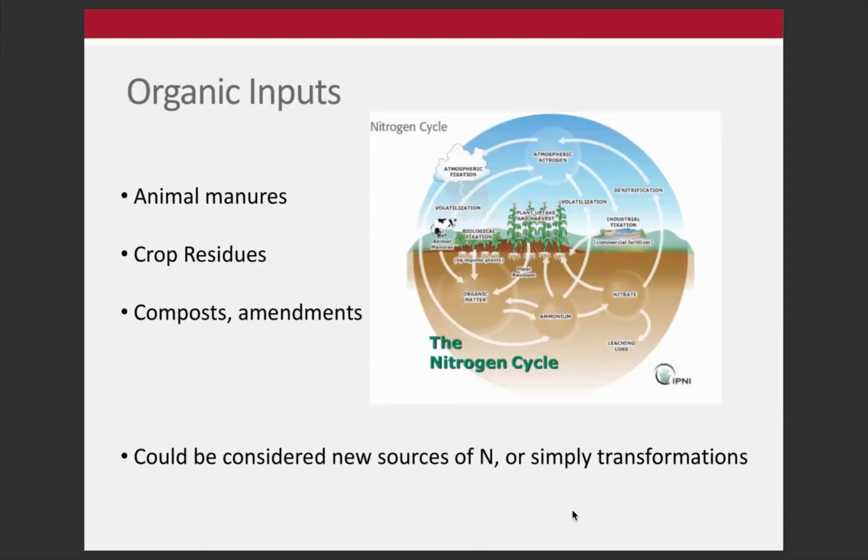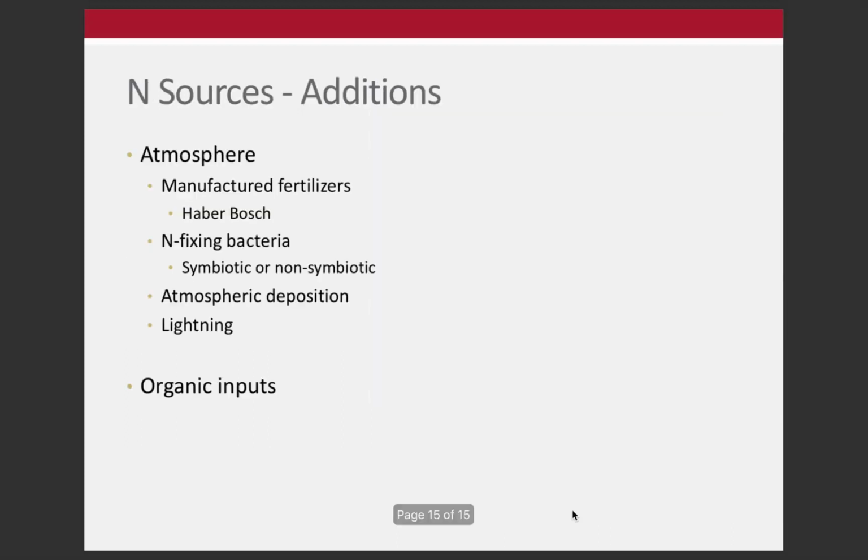Okay, organic inputs, just generically, animal manures, crop residues, compost amendments, et cetera. These can be thought of as new additions or simply transformations, depending again on where we draw the boxes, where it comes from. But these, of course, are all pieces that contain not just nitrogen, but a lot of other things, right? Animal manures and crop residue are the building blocks of organic matter, and those are organic compounds that contain nitrogen.